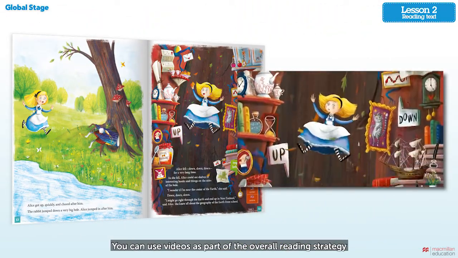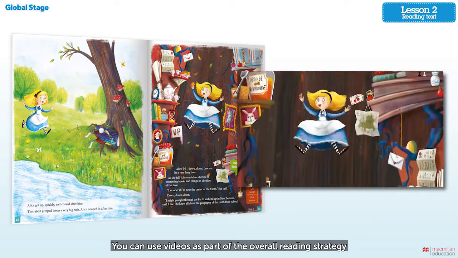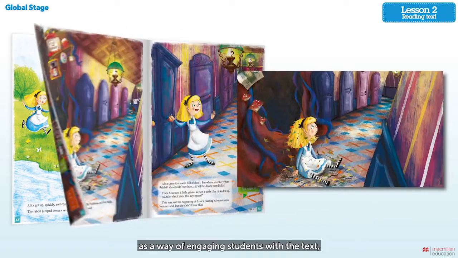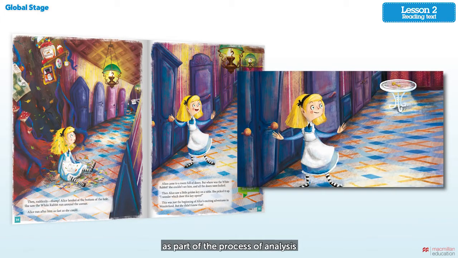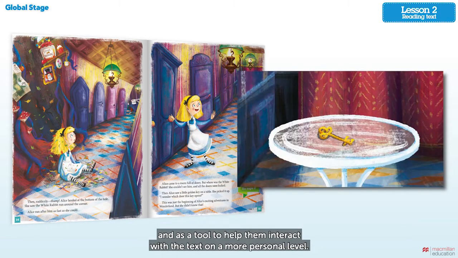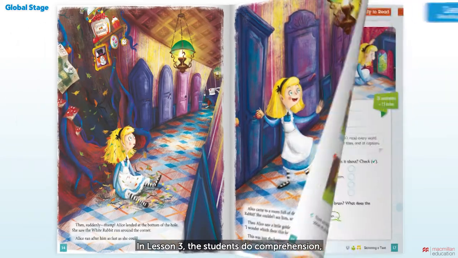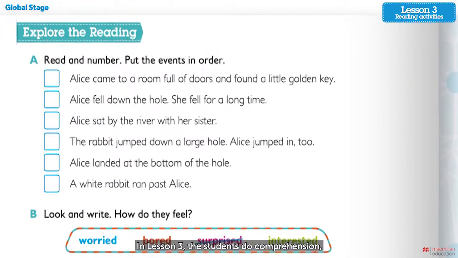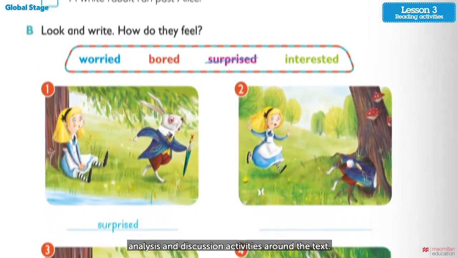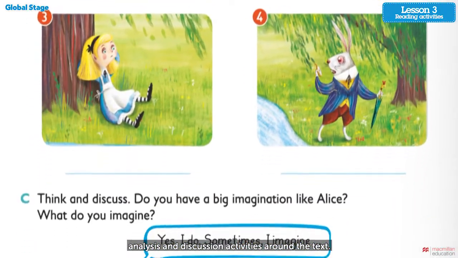You can use videos as part of the overall reading strategy, as a way of engaging students with the text, as part of the process of analysis, and as a tool to help them interact with the text on a more personal level. In Lesson 3, the students do comprehension, analysis, and discussion activities around the text.